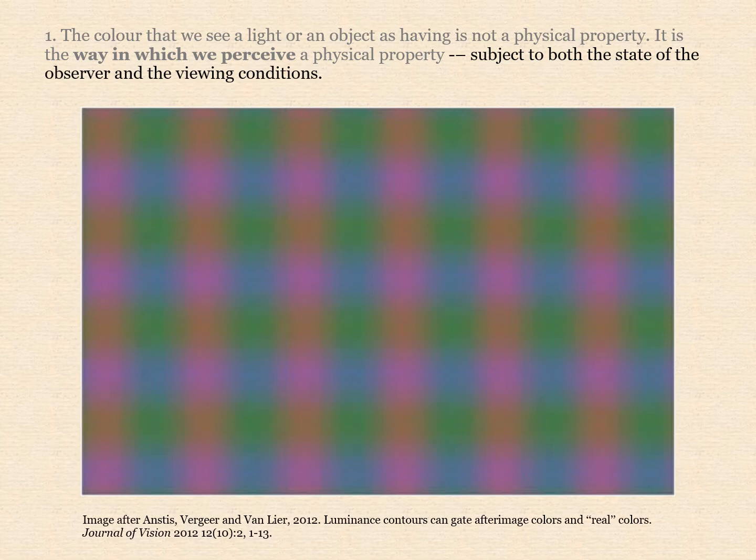So the color of a light is related to its spectral composition. But this last rider is also important: it is subject to both the state of the observer and the viewing conditions.